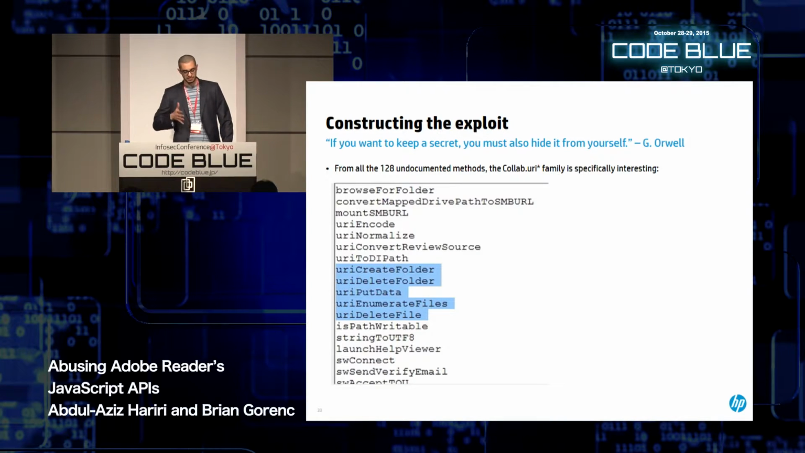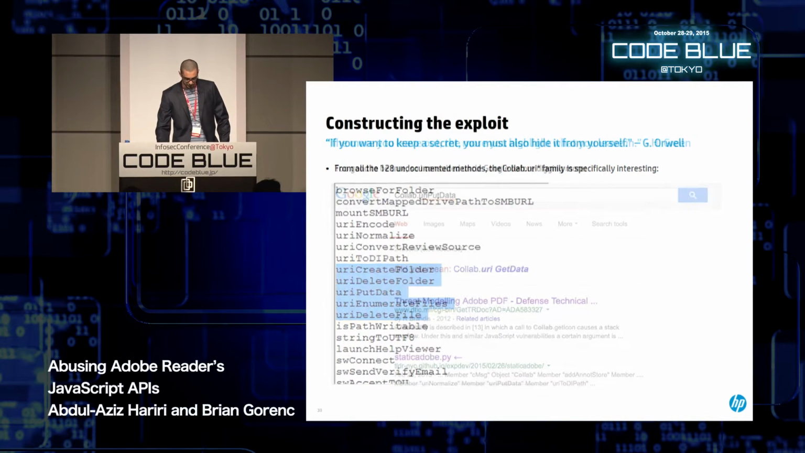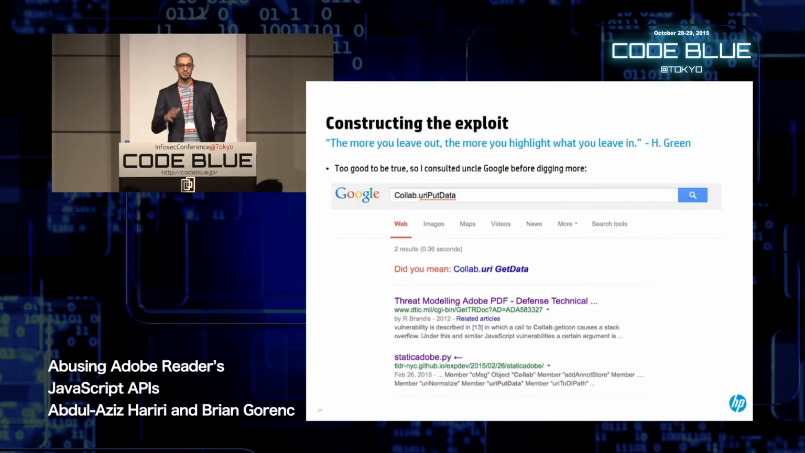Among these methods, there's a bunch of functions that start with URI that are quite interesting. As you can see here, there's URI create folder, delete folder, put data, enumerate files, delete file. As you can imagine what these APIs do. I wasn't convinced that these APIs were not documented, so I searched one of these APIs on Google, and I found only 2 hits. No information about it. One of the hits is just a risk report from the Australian government, kind of threat modeling Adobe Reader.